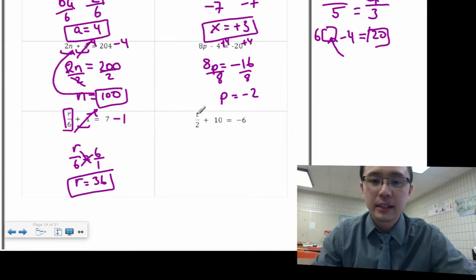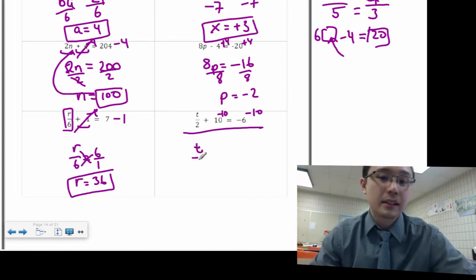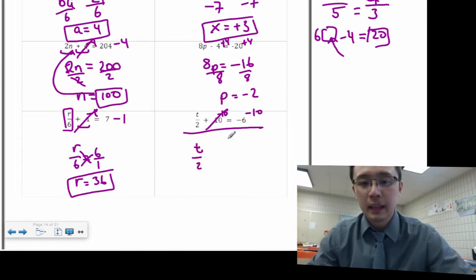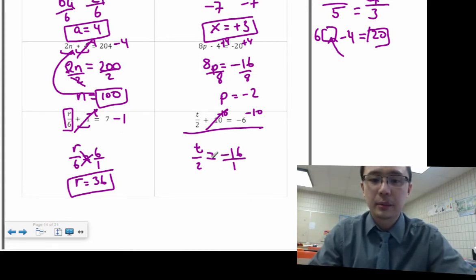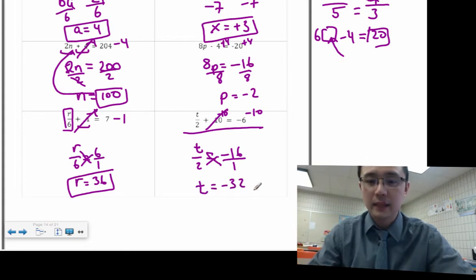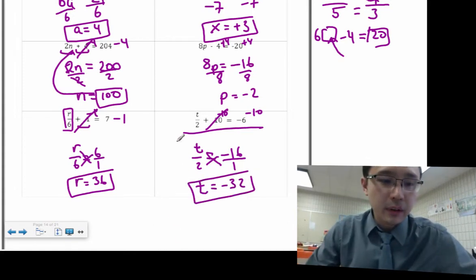I have fractions plus 10. Get rid of the plus 10 by subtracting. So t over 2 stays the same, but this cancels out. This is equal to negative 16. Again, I have fraction and a numerator, so I'm going to do an invisible 1 to make it 2 fractions and an equal sign. I can cross multiply. So t is equal to negative 32. So simple as that. So let's move on to something more challenging.